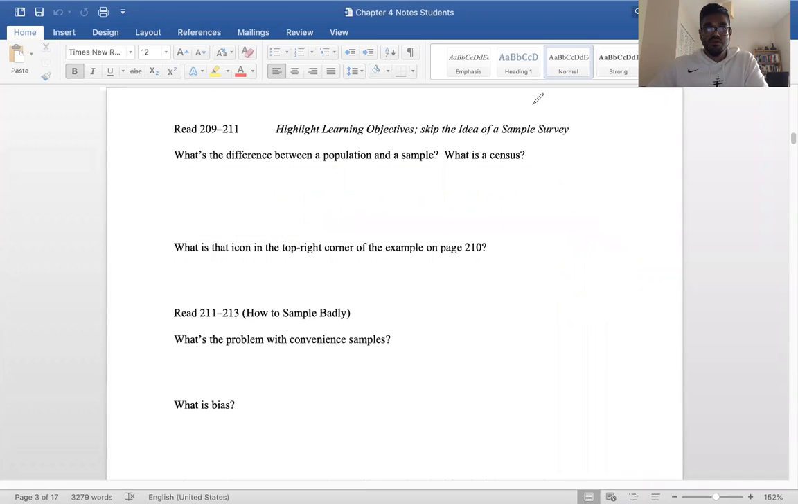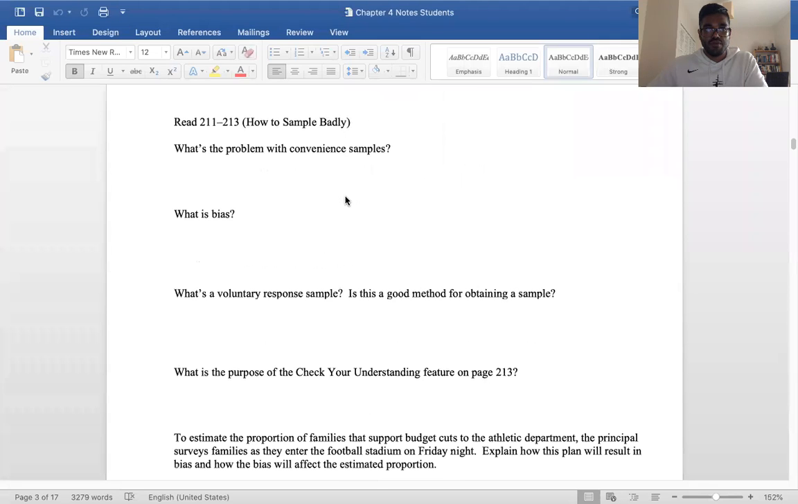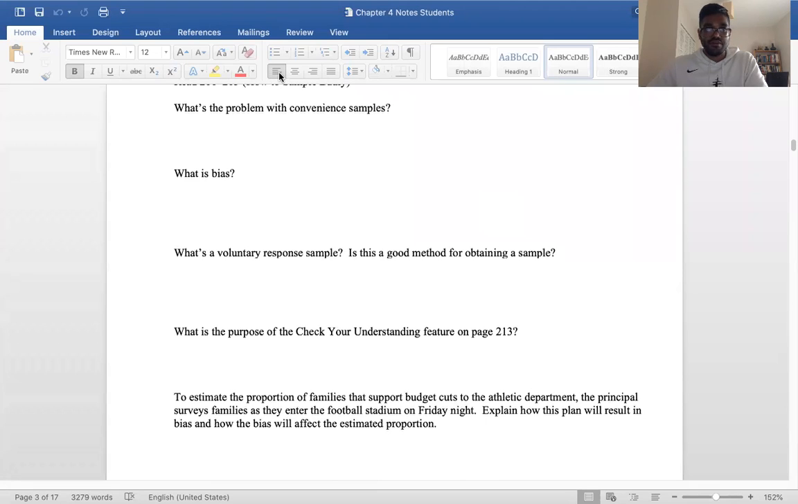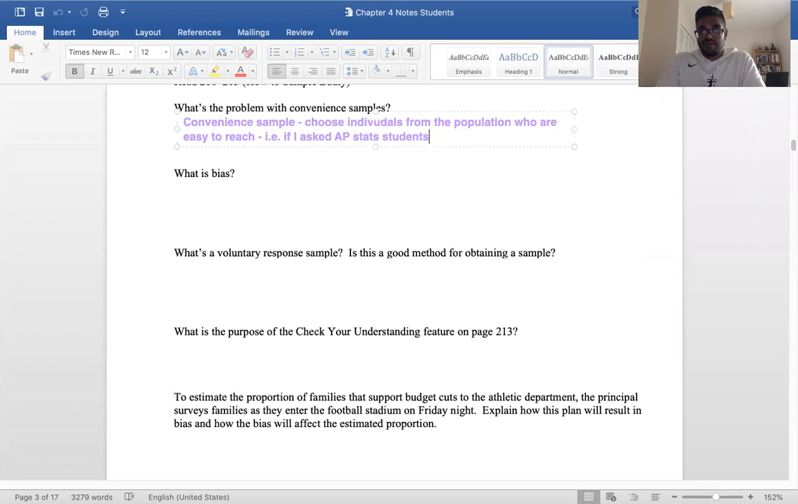So now we're going to look at a couple of different ways to sample badly. Okay, so these are going to probably be the cheapest of all the options, but it's also the one that's going to lead to the most biased results. So convenience sampling is a form of bad sampling. A convenience sample is one where you choose individuals from the population who are easy to reach. So for example, this would be like if I asked AP Stats students, right? That would be really easy. It's a convenient sample for me.